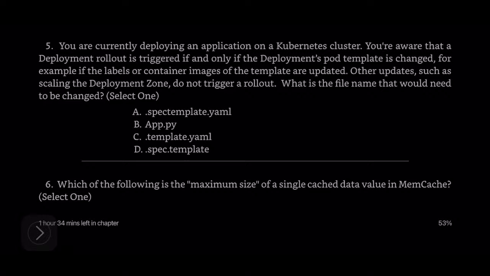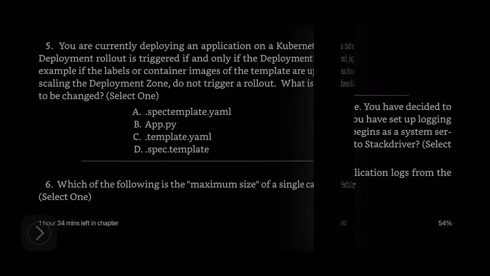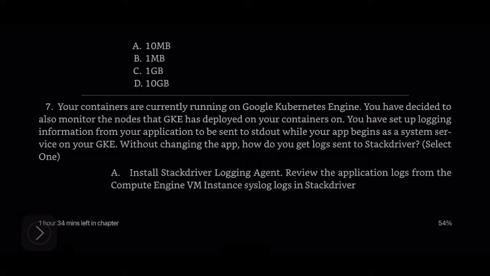6. Which of the following is the maximum size of a single cache data value in memcache? Select 1. 10 megabytes, 1 megabyte, 1 gigabyte, 10 gigabytes.